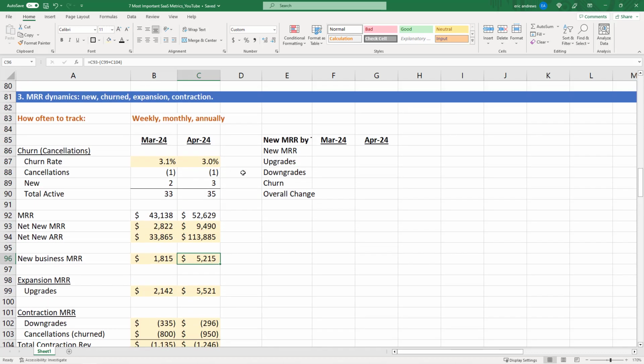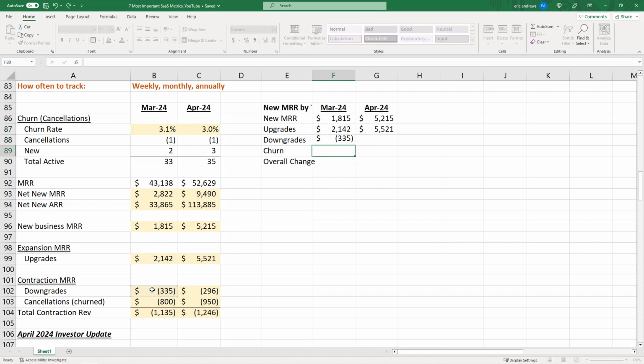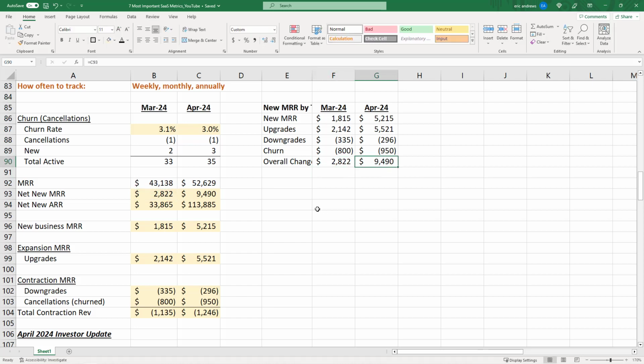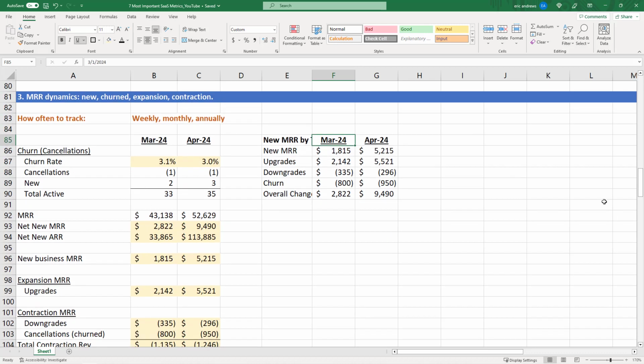And then to really compare it side by side, there's a nice chart that a lot of people like to make. Here's what the chart shows you. You have your new MRR, which is MRR from new business, brand new accounts. You have your upgrades, downgrades, churn, and then your overall change, which is your net new MRR. A lot of businesses will show this over many, many months, going back like 18 months.